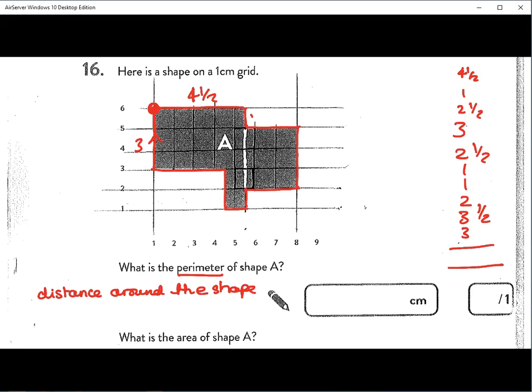Did anybody manage to get a total for that? Anybody? No. Okay, so here's your challenge. I want everybody to add up these values that we have on the right-hand side and send me the answer in the chat box. Off you go.